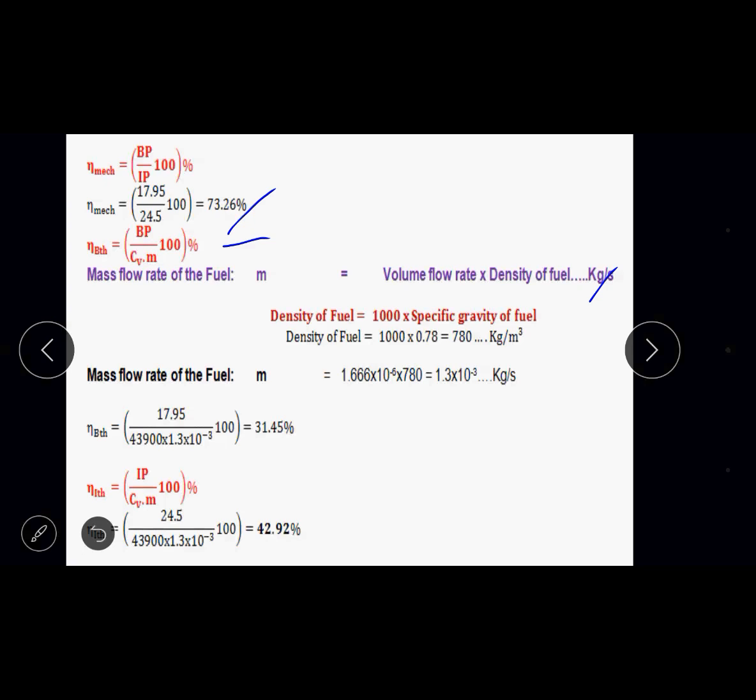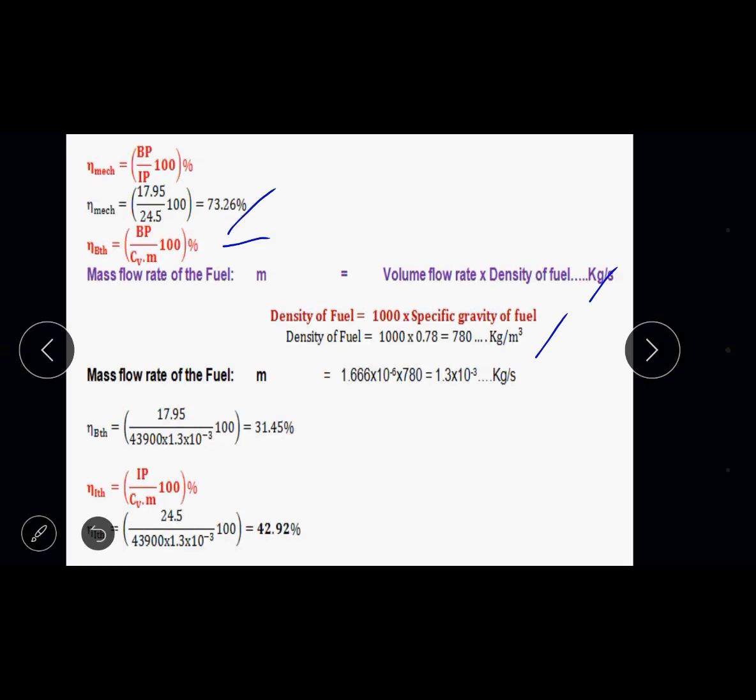Now we have to find the density of fuel, the density of diesel. As you know, specific gravity is the ratio of the density of fuel divided by the density of water. The density of water is 1000 kg per meter cube, a standard value. Since the specific gravity of the diesel is given in the problem as 0.78, we can find the density of the given diesel fuel. So density of fuel is 1000 into 0.78, which gives 780 kg per meter cube.